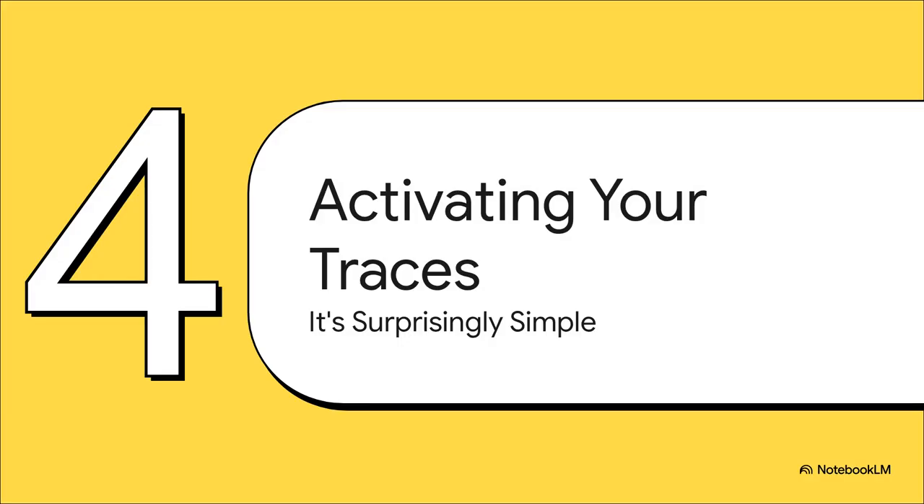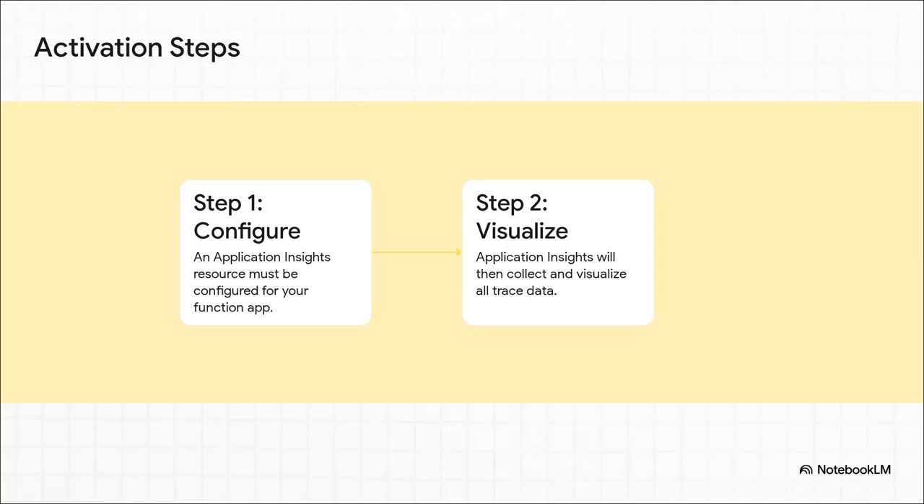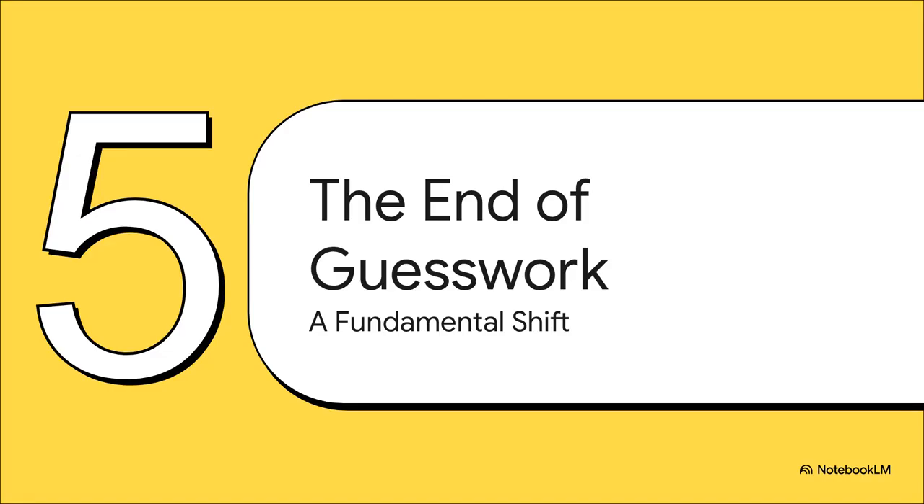So at this point, you're probably thinking, okay, this sounds amazing, but I bet it's a total nightmare to set up, right? Well, let's talk about how you actually turn this on, because I think you're going to be pretty surprised. Yeah, getting this all up and running is ridiculously simple. For you, it's pretty much just one step. All you have to do is make sure that you have an Application Insights resource configured for your function app. That's it. Once that's linked up, Application Insights automatically starts collecting and visualizing all of this amazing trace data for you. There's no complex instrumentation code you have to write. It just works.